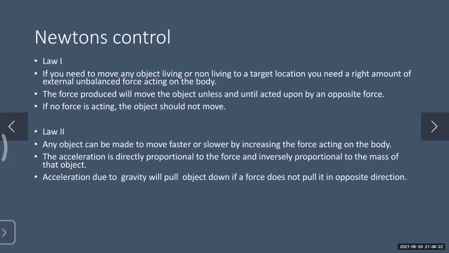Acceleration due to gravity will pull the object down if a force does not pull it in the opposite direction. So that's your second law, right? And I hope we don't need to speak about the third law. Of course, everyone will be very familiar with that, right?